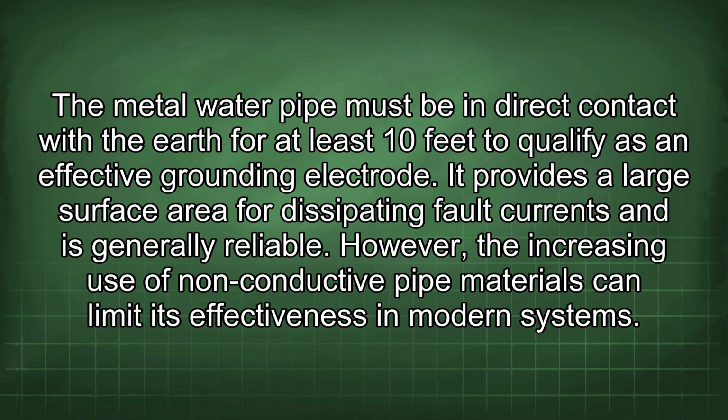The metal water pipe must be in direct contact with the earth for at least 10 feet to qualify as an effective grounding electrode. It provides a large surface area for dissipating fault currents and is generally reliable. However, the increasing use of non-conductive pipe materials can limit its effectiveness in modern systems.